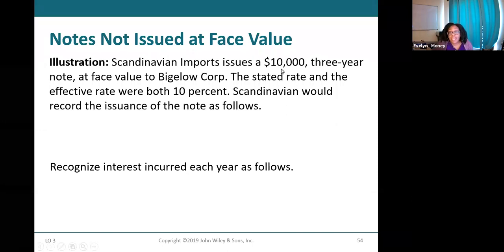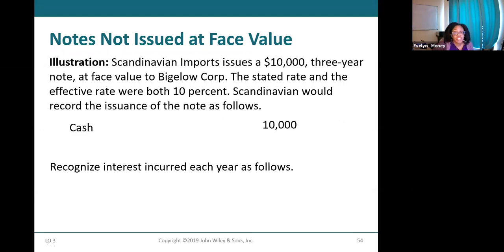So we have this corporation issuing a $10,000 three-year note at face value. And at face value means there's no premium, there's no discount. The market rate of interest is the same as the stated rate of interest, or the effective rate of interest is the same as the contract rate of interest. So to record the issuance of the note, when you borrow money, you get money. So we should be debiting cash and crediting notes payable.